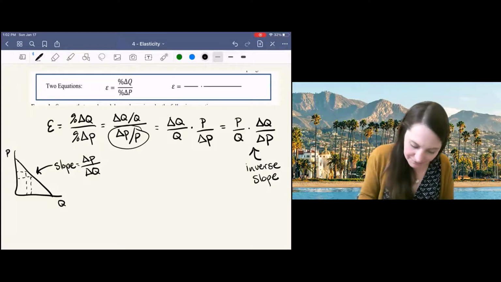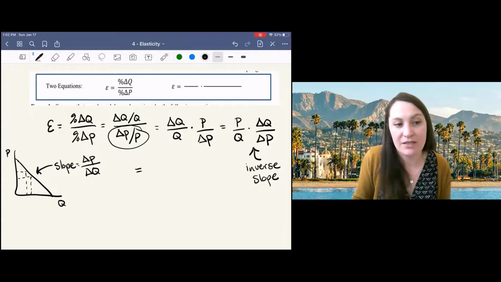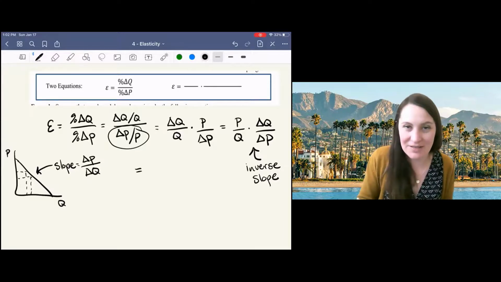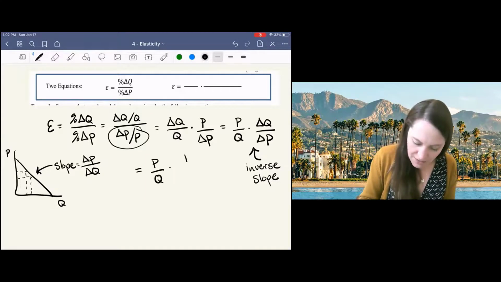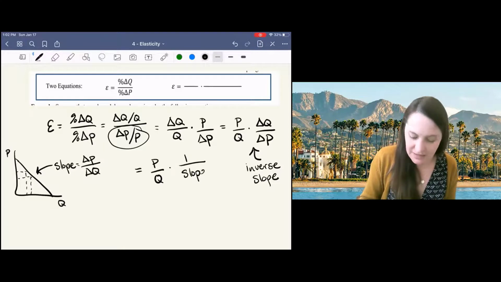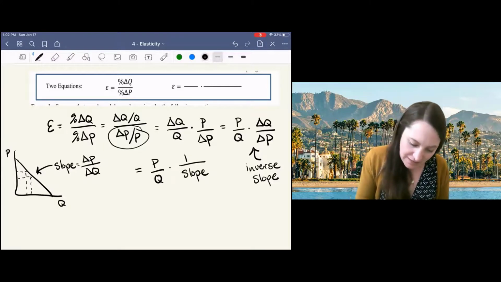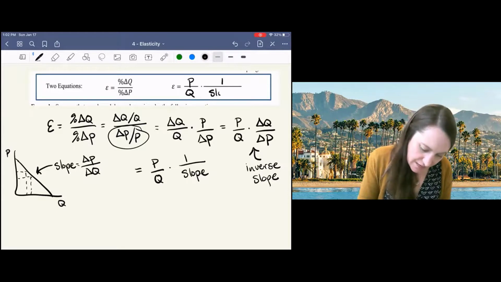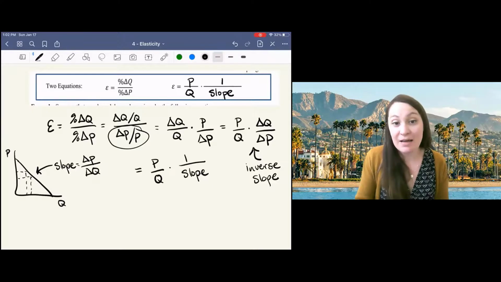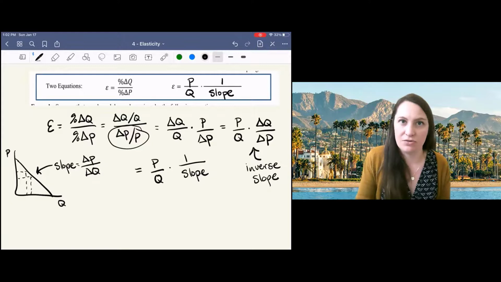Okay, that sounds complicated. Now we can rewrite this formula to be a bit simpler than our original percent change formula, so it's worth it. We've got P over Q times 1 over the slope of the demand curve. That is our second formula for elasticity. And it's really the same formula, as you can see here. We've just rearranged it to be a bit easier to use when you're given the equation for demand, where you can easily identify the slope of the line.